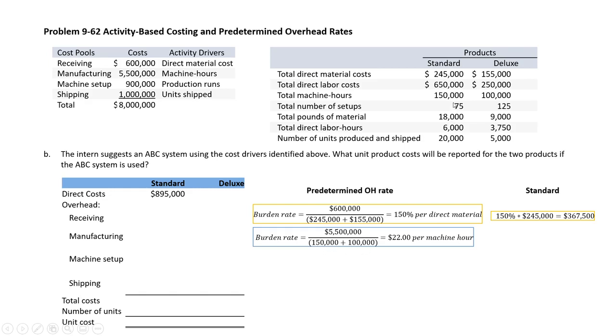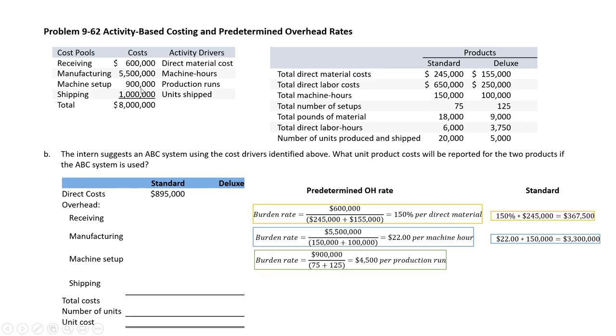Manufacturing, instead of all $8 million, we only apply $5.5 million, divided again by the machine hours, 250,000 total, 150,000 for standard, 100,000 for deluxe, is a revised rate of $22 per machine hour. $22 per machine hour times 150,000 machine hours for standard is $3.3 million in manufacturing related overhead applied to standard.